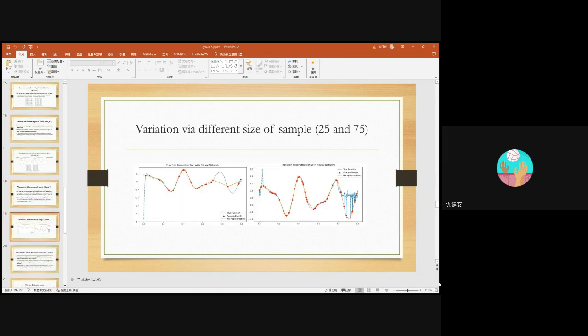Next page. Our experiments indicate that 50 sample points provide a good compromise, with sufficient information without making the function overly complex. And here you can see the result. With too few or too many sample points, our prediction will not be accurate.